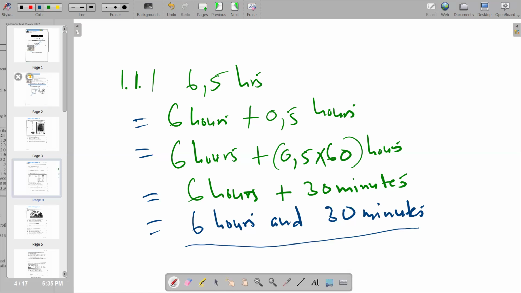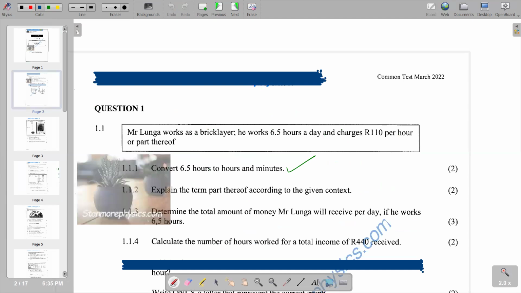Then we can refer to our second part where it says explain the term part thereof according to the context given. So obviously, here the charge is 110 rands per hour or part thereof. So we have part thereof here, which means that the 30 minutes will be charged as 110 rands because we've got 30 minutes that are being presented by the 0.5. So the half that we have is now being represented as a full hour, which is 110 rands. So basically that's what we have said.